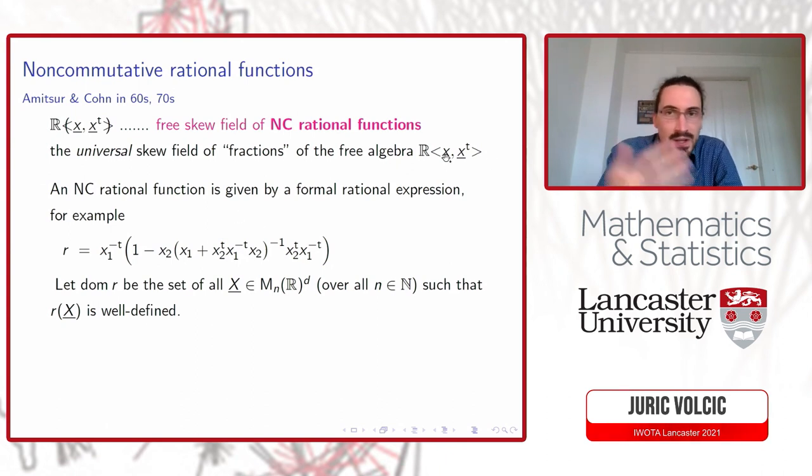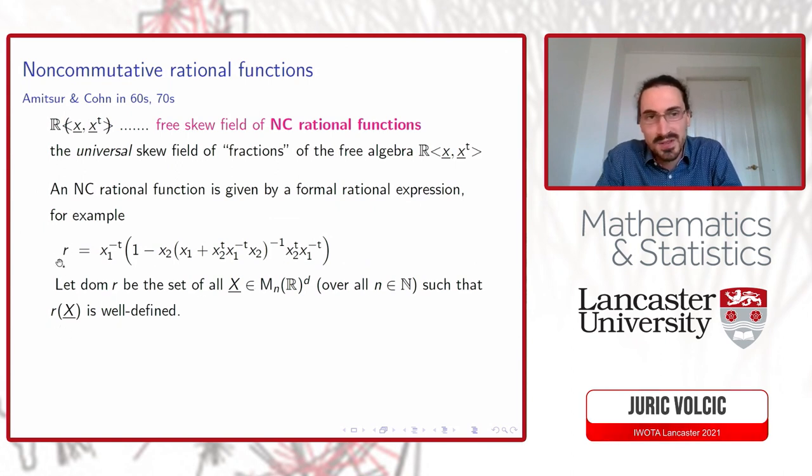It should be something like, well, I start with non-commutative polynomials, I start adding the inverses and maybe nesting stuff and combining and so on. So we get expressions of this form. This is what I'm going to call a formal rational expression. And I'm going to say, well, the domain of the expression, these are just all the tuples of matrices X of all possible sizes, such that this expression makes sense when I evaluate it at this tuple.